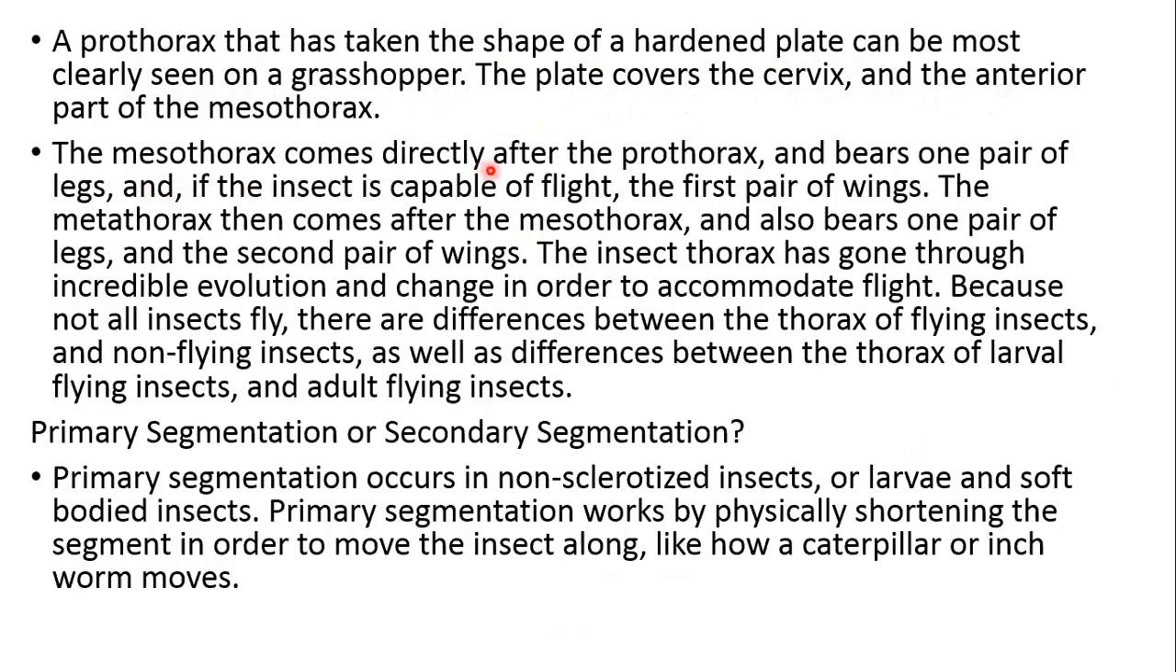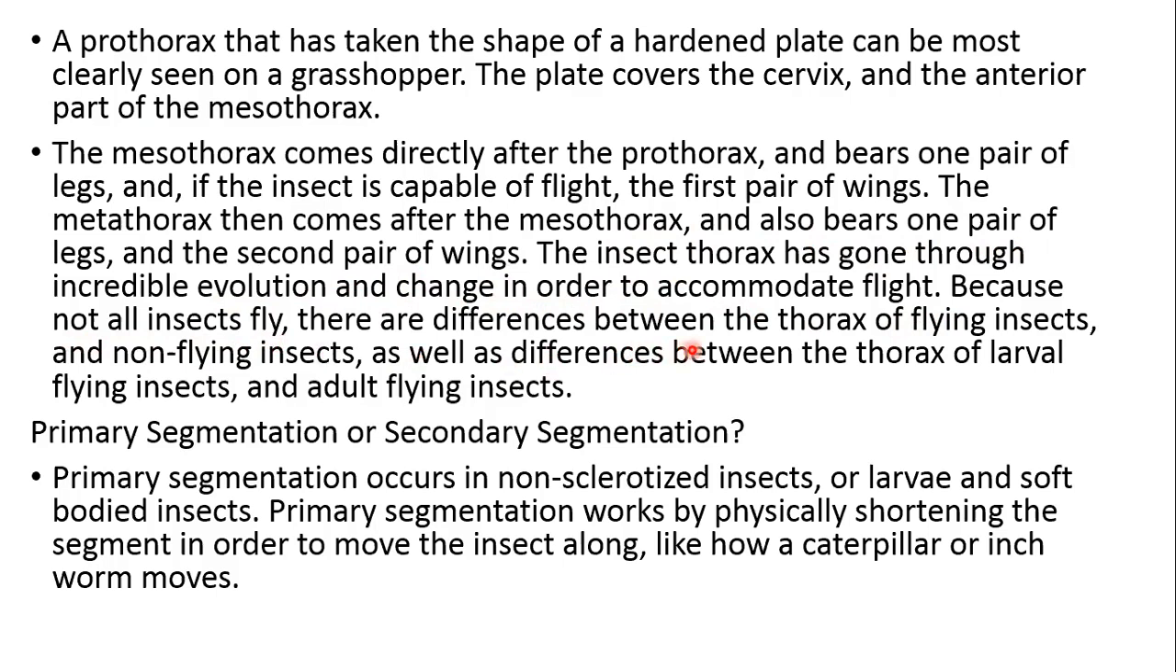The mesothorax comes directly after the prothorax. It bears one pair of legs, and if the insect is capable of flight, the first pair of wings. The metathorax then comes after the mesothorax and also bears one pair of legs and the second pair of wings. The insect thorax has gone through incredible evolutionary change in order to accommodate flight, because not all insects fly.